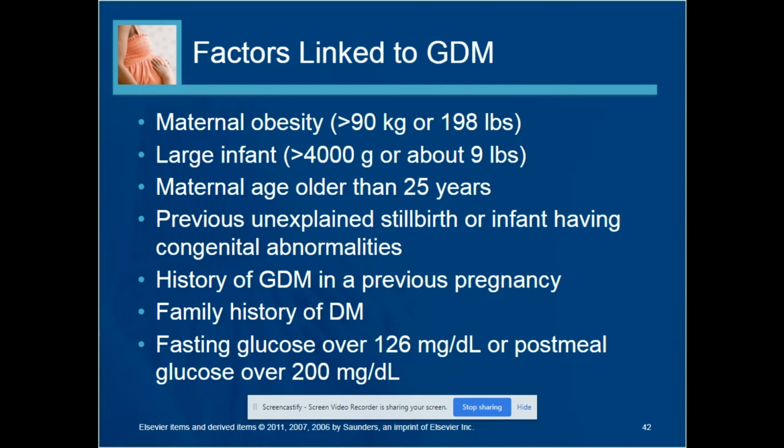Maybe they hadn't caught the gestational diabetes and it wasn't treated. That's why you have these problems. History of gestational diabetes in a previous pregnancy. Usually if you have it for one, you're going to have it for all your pregnancies unless you've lost a significant amount of weight. Family history of diabetes mellitus or a fasting glucose. Fasting glucose is the one where you haven't eaten for at least 12 hours, usually when you wake up from a good night's sleep. And if that is over 126 or post-meal glucose over 200, can indicate gestational diabetes.